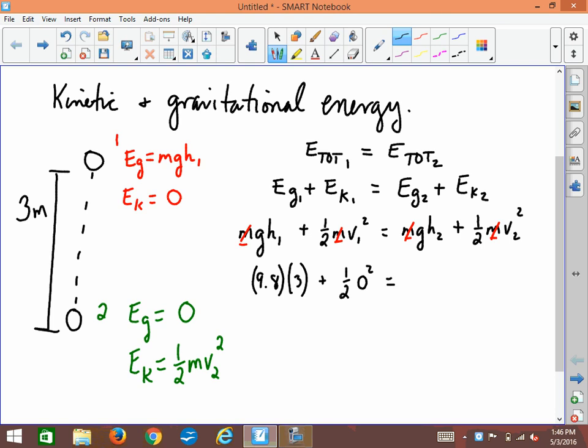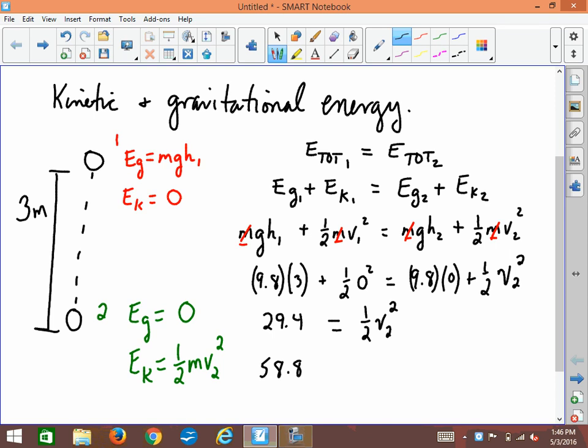But later, when we get near position 2, near the ground, we have lost all of our height, and the height becomes 0, and now we will have a certain speed. So we can use this equation to figure out what that speed would be, because it's the last thing left. So this, I think, is 29.4, and that's a 0, and that would be a 0, and we would get 1/2 v2 squared. It comes out pretty simple. If you multiply both sides by 2, you get 58.8 equals v2 squared.